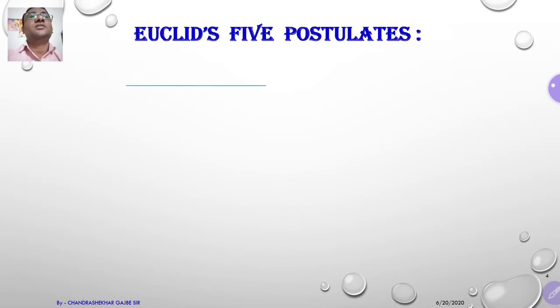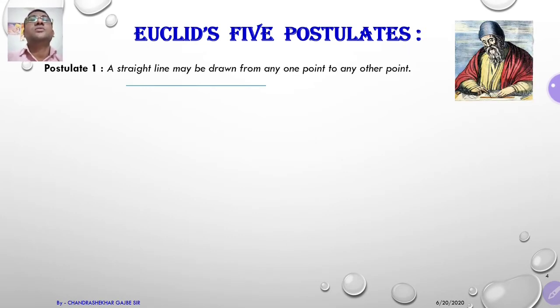Next point we are taking Euclid's 5 postulates. So there are 5 postulates in the textbook. Postulate number 1: a straight line may be drawn from any one point to any other point. So we know that we can draw a straight line from any one point to another point. That is a simple postulate.